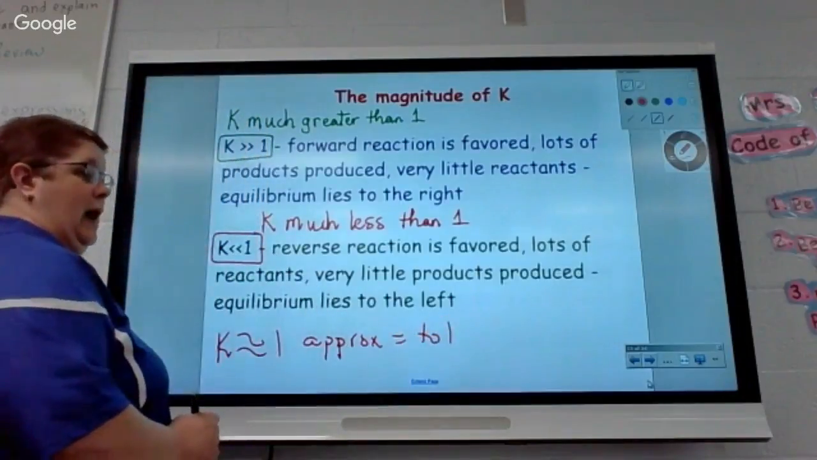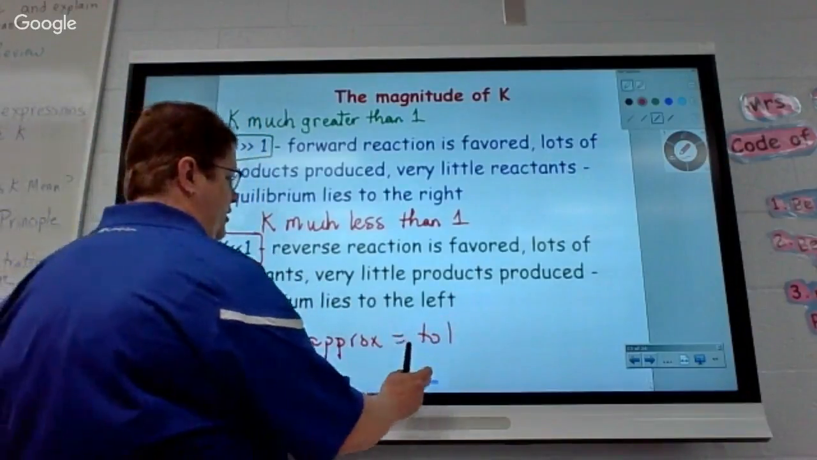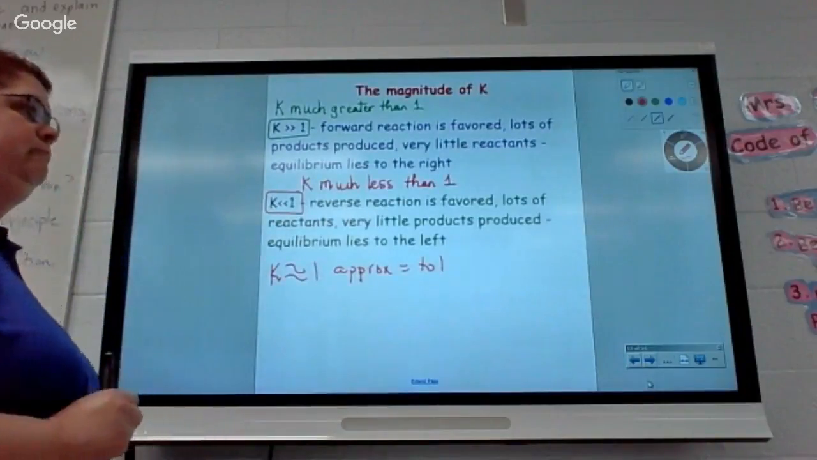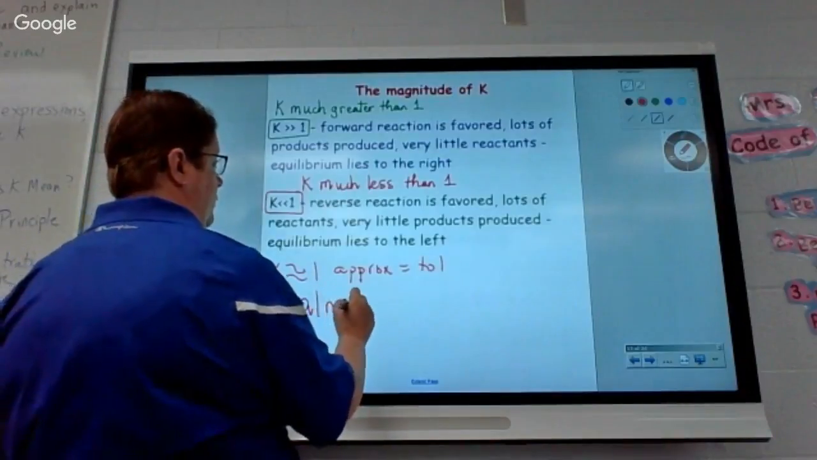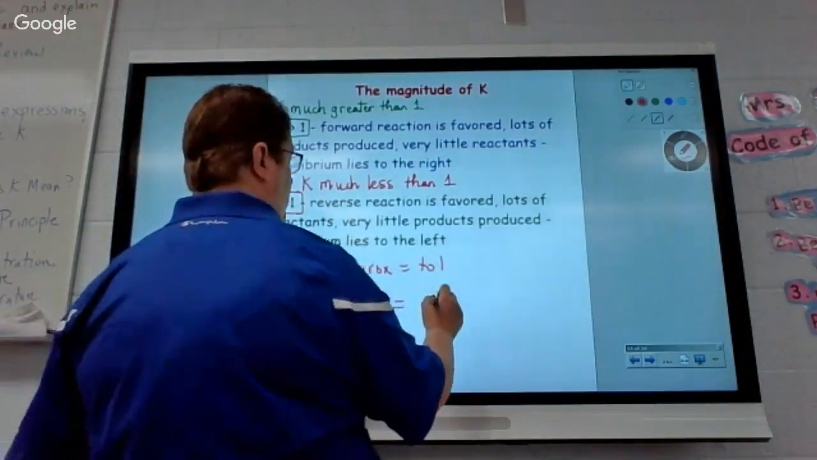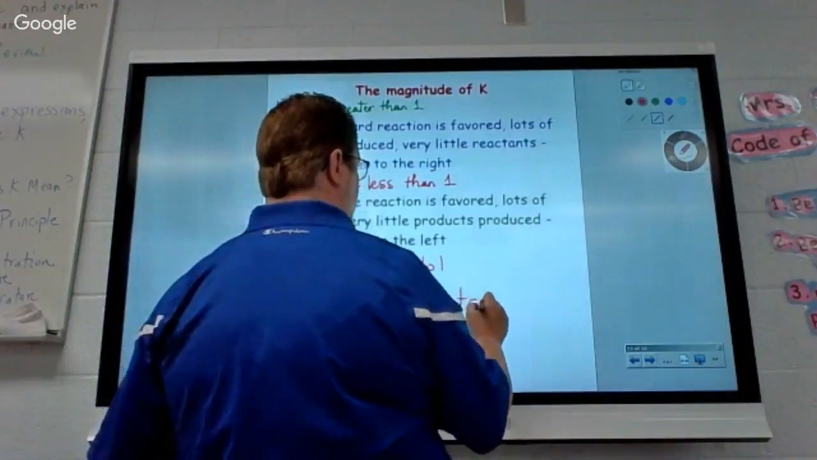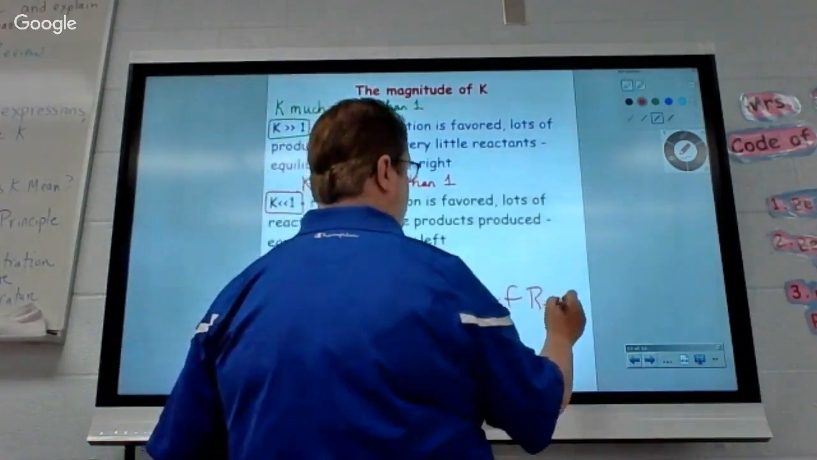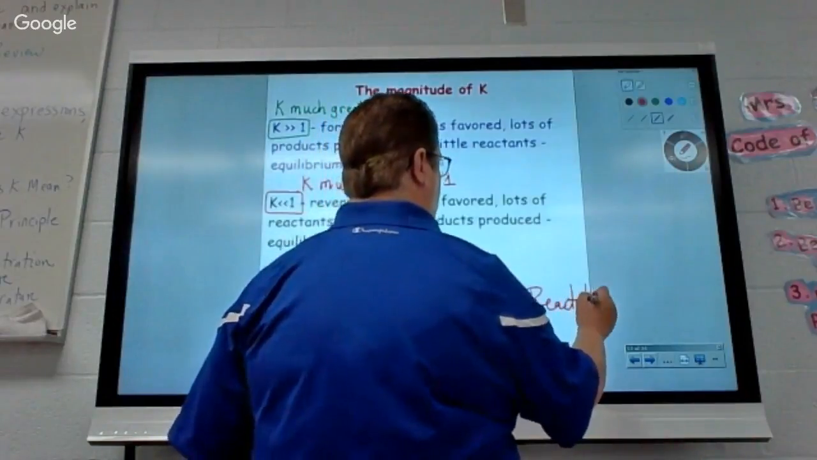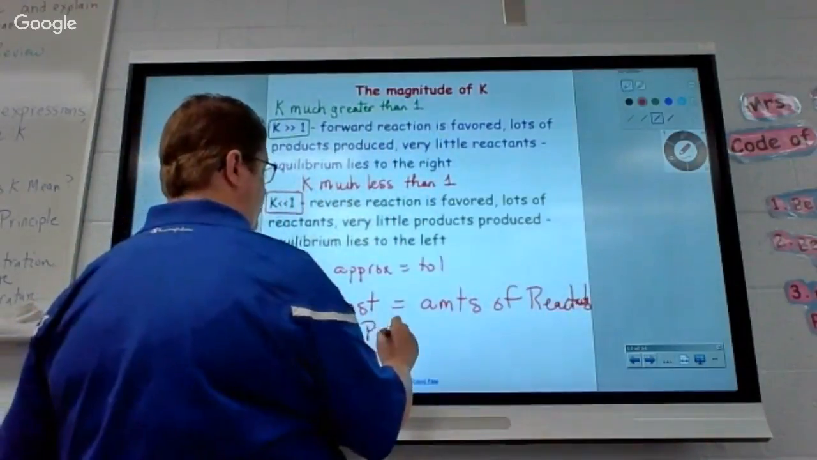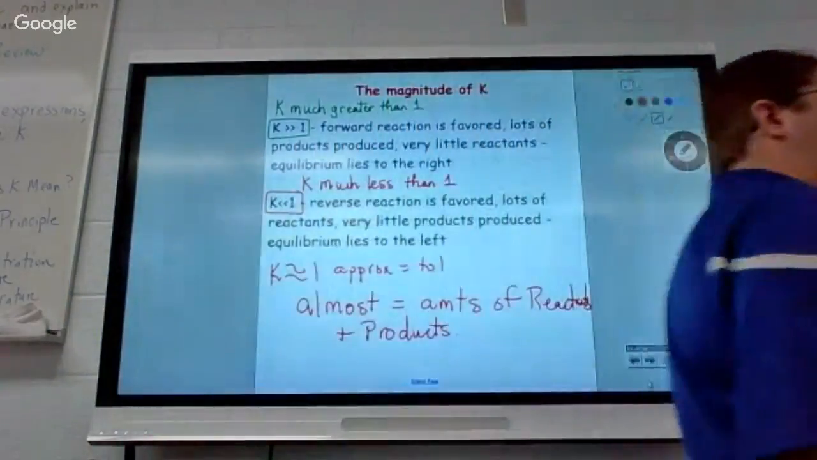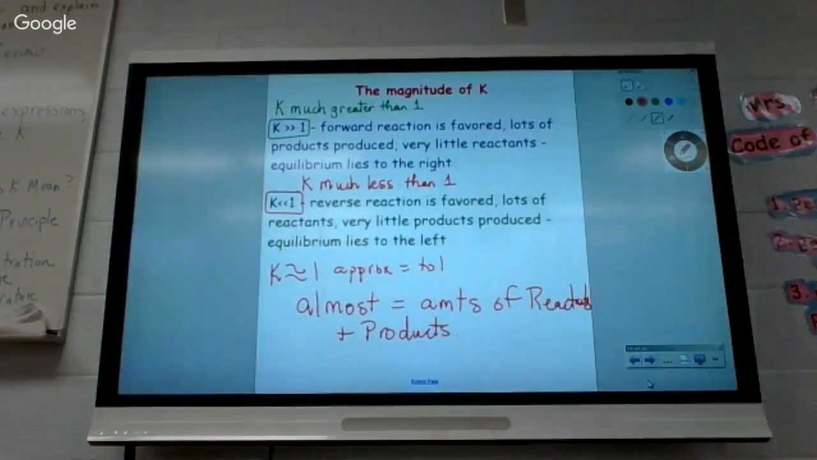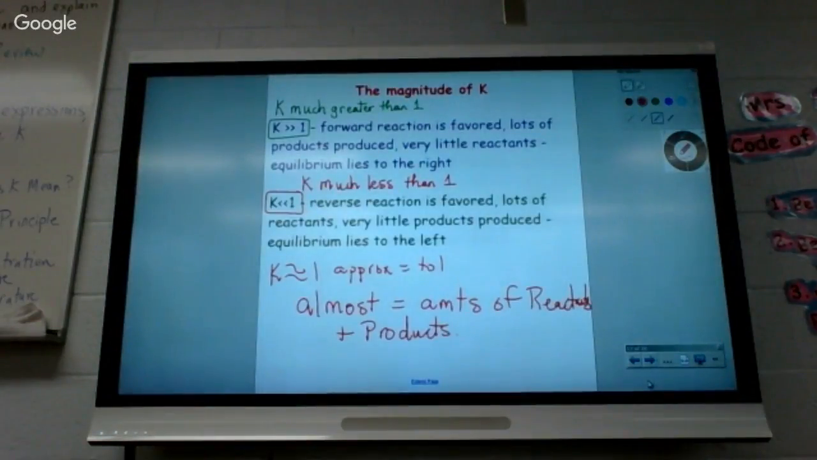Now, if it's approximately equal to 1, what do you suppose that means? There'll be almost equal amounts of what? Almost equal amounts of reactants and products. Okay, if K is approximately equal to 1, you have almost equal amounts of reactants and products.